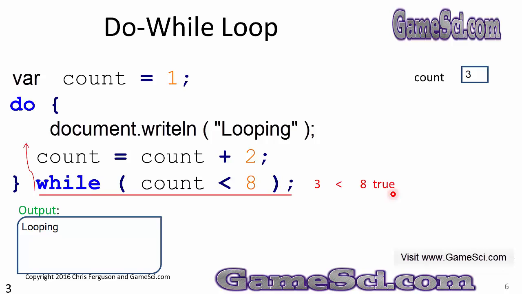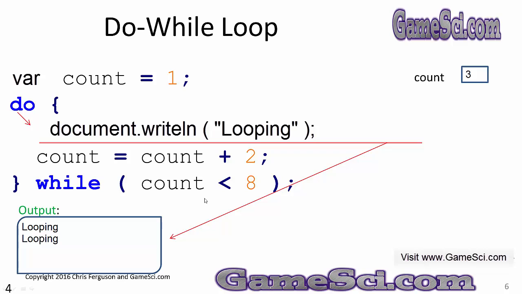As a true statement, what do you expect the loop to do? Spin back up and repeat all over again. Every time this statement is true, we will spin back up to the do statement and do it again. So from the do, we'll drop down into our code again. We'll print out looping. Looping shows up for a second time on the console.